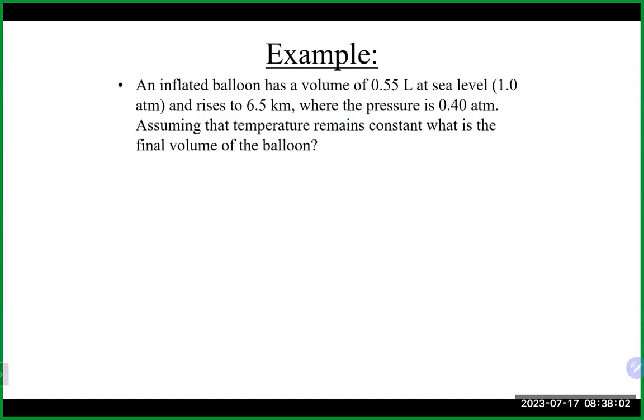An inflated balloon at 0.55 liters at sea level at 1 atmosphere rises to 6.5 kilometers, where the pressure is 0.4. What is... Okay, let's take a look at this one. So again, if we pull out the information, we got a volume that is 0.55 liters. We have 1 atmosphere, that is a pressure.